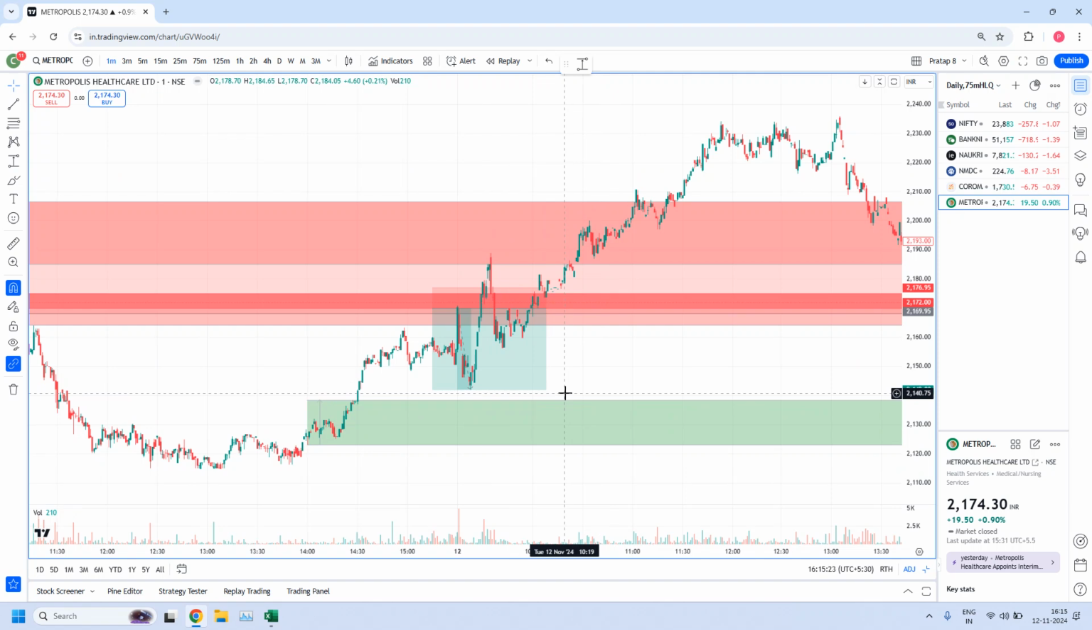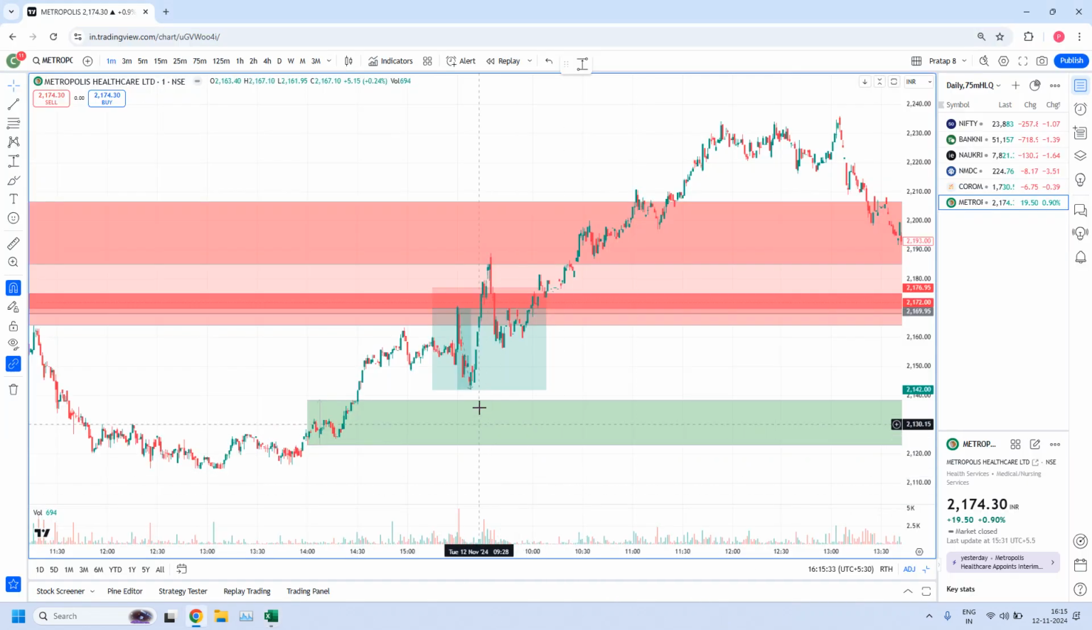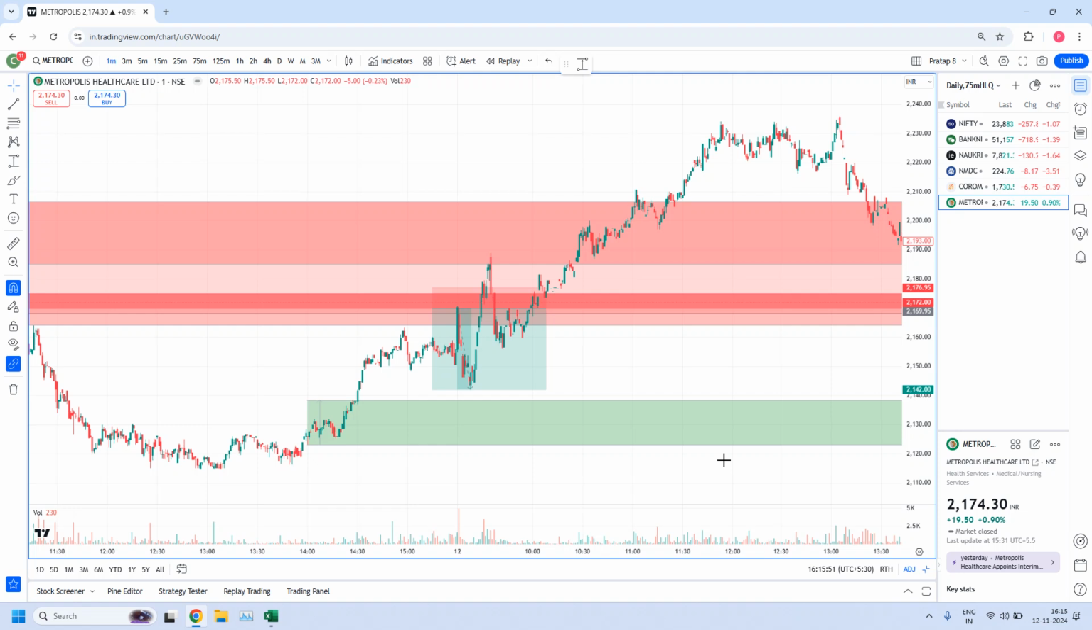But ultimately what we consider is whether it reached the 15 minutes target or not. No, it failed. It failed to reach 15. That's why we log at this point: we failed to reach the 15 minutes target. Okay. To make it a successful trade, how much minimum RR is required? 1:3 RR is required. Is it achieved? Yes. So it's a successful trade. What is the maximum RR it achieved? 1:4 RR. That is 1:3.99. I rounded it to 1:4 RR.